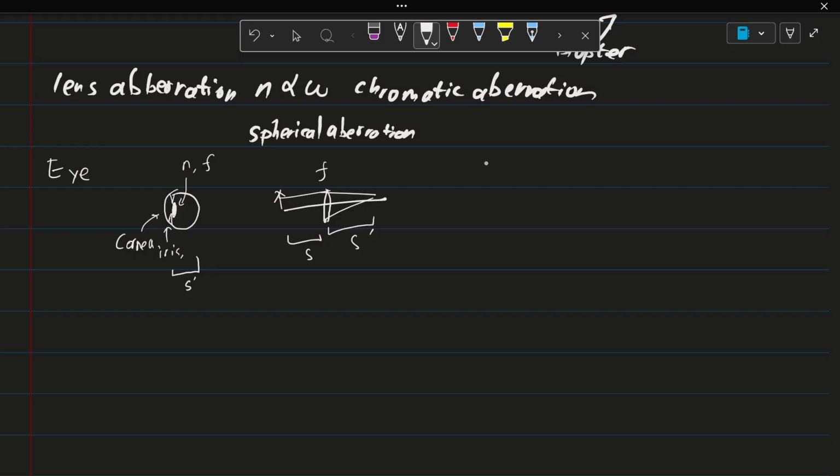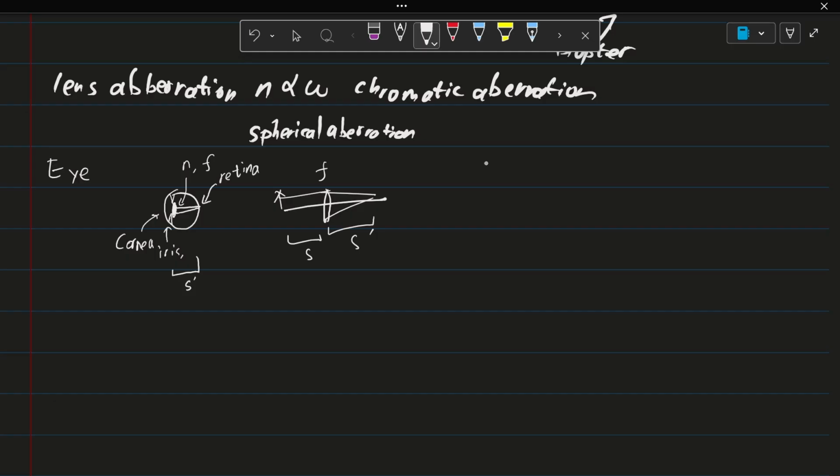So the question is, at what focal length do I need to make the image very clear? One way to do this is to make sure that S prime is straight at the back of the eye. It should go something like this, so that the focused light can be read by your retina, which is pretty much your light sensor.